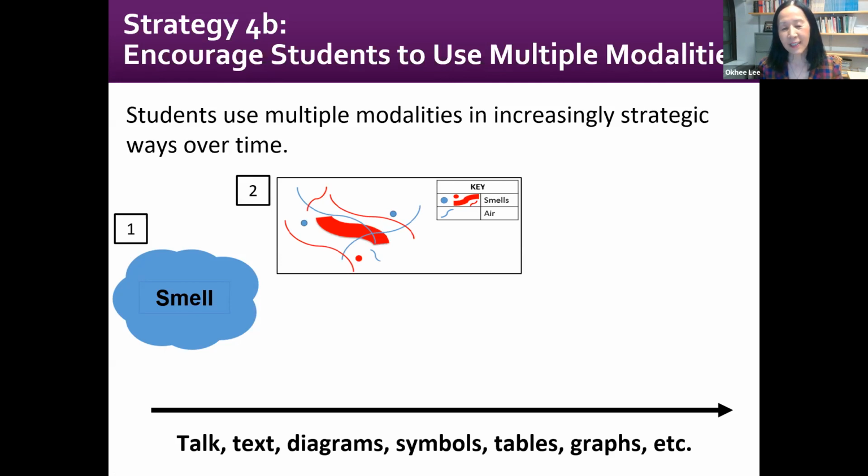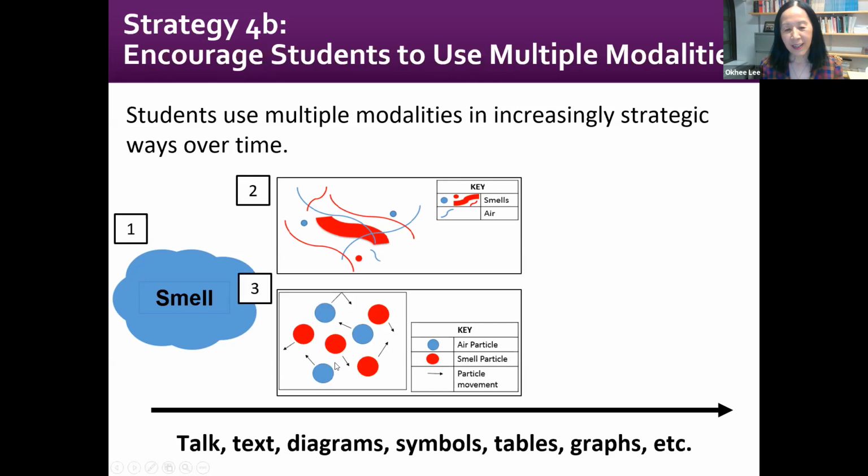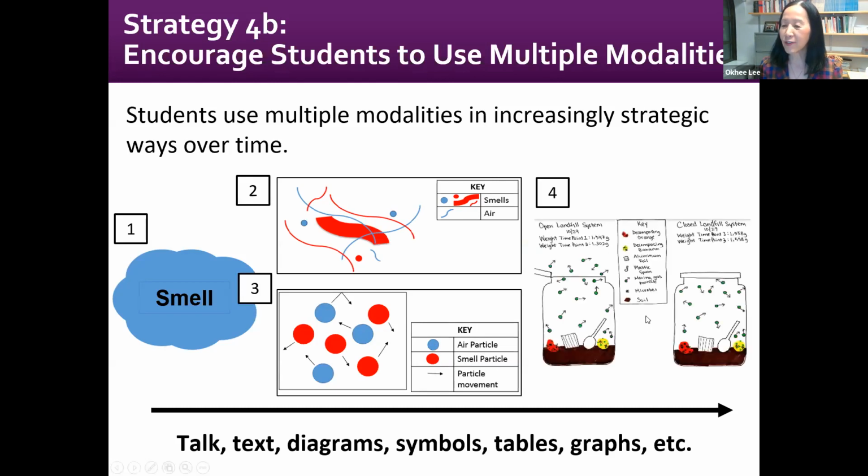And then through investigation, they learned that smell is made of particles. Now, these colors are not simply for pretty. Air particles are blue, smell particles are red. Colors mean something more than pretty. Now, these particles move freely, and that's what I smell from the open.